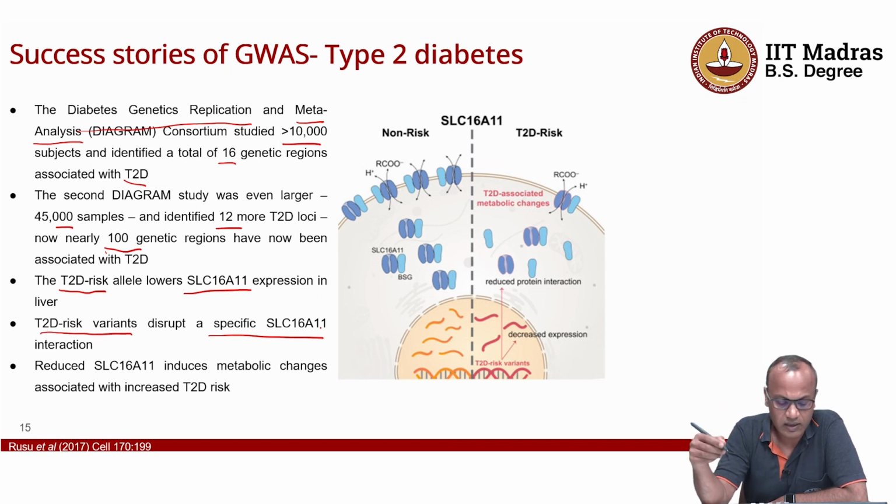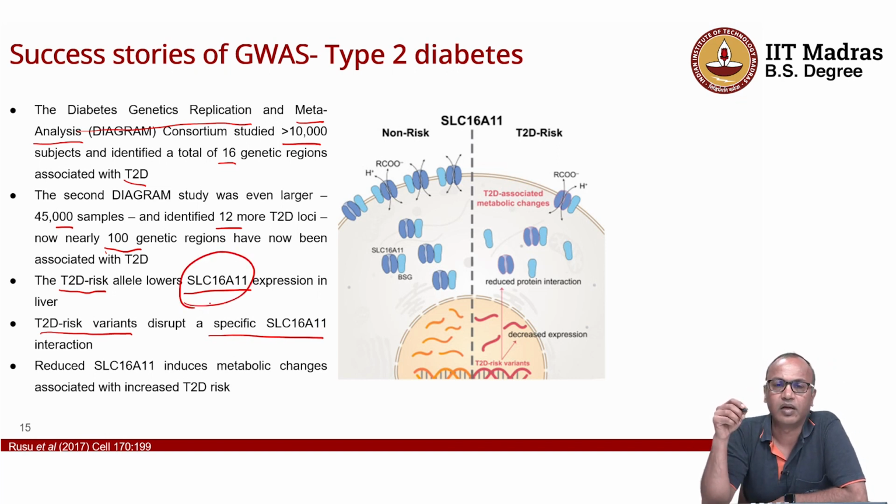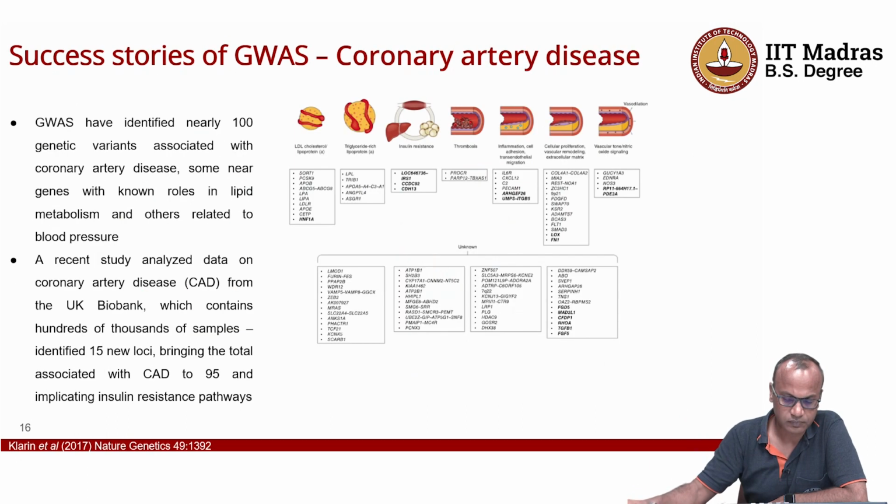Again, indicating that there can be a direct target that can be functionally associated with diabetes, with one of the most metabolically important organs in the human body, the liver. So this is again an example of how large scale studies can identify very relevant targets, which can then be used to develop therapeutics to control or regulate a particular disease.